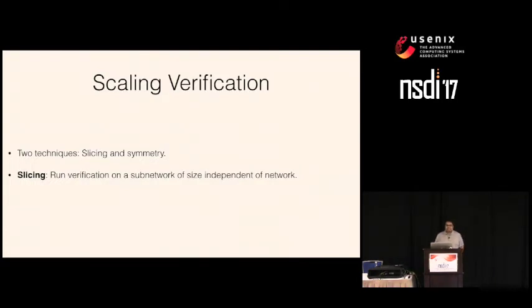So for slicing, the idea is very simple. You have this large network. Could you find a smaller equivalent of the same network that minimizes the number of devices that you have to consider, but any verification results there still carry over?